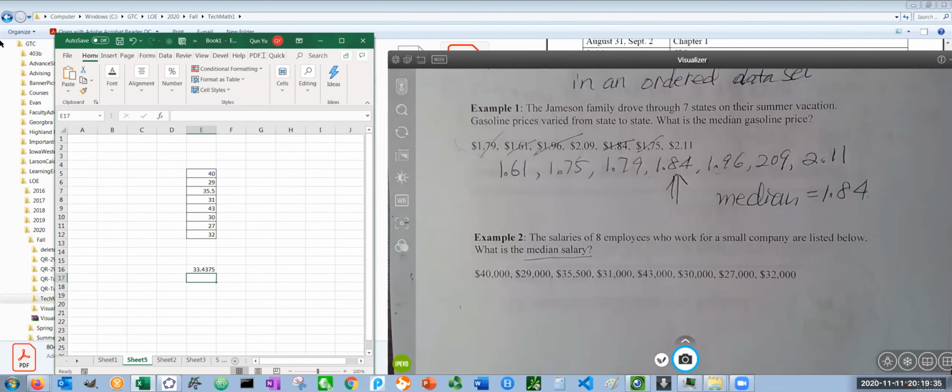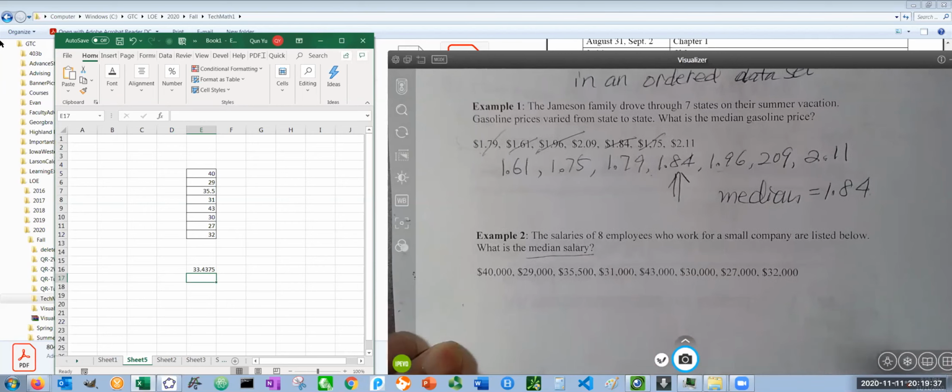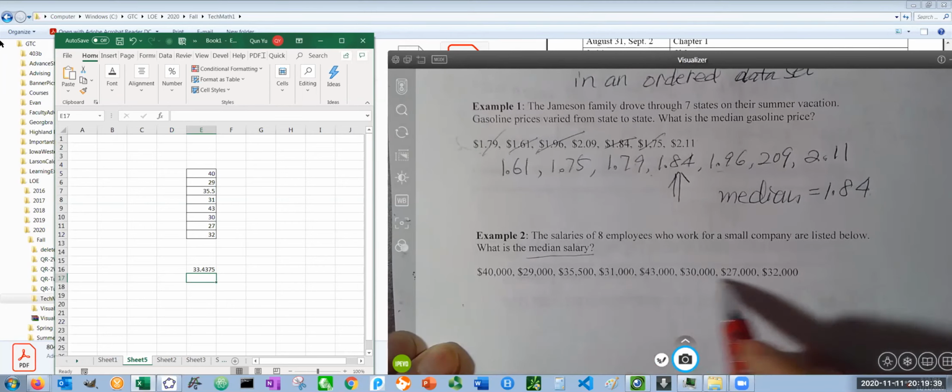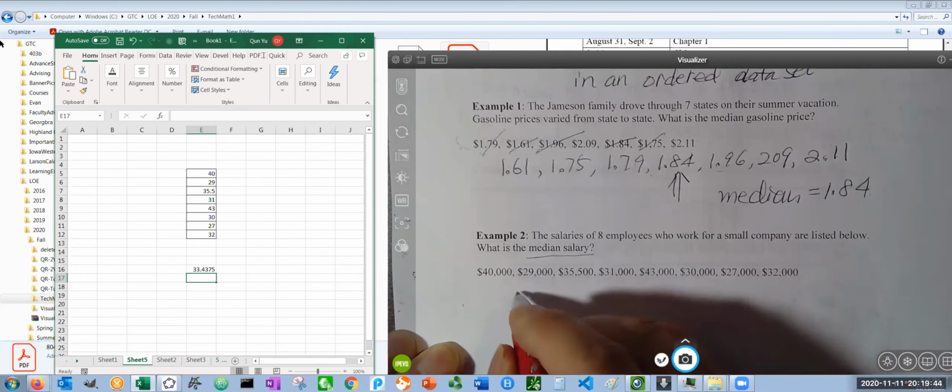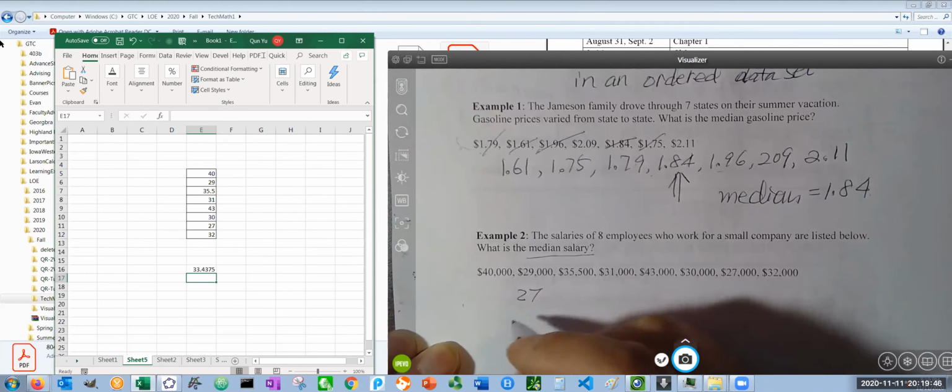Let's see. Start with the lowest. 27 is the lowest. 27.